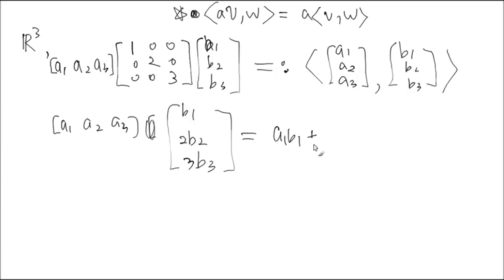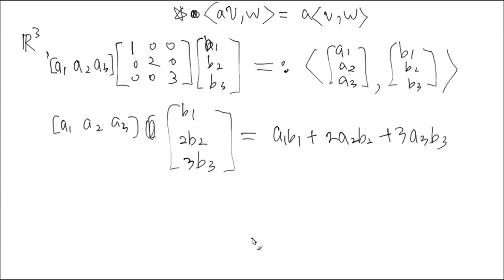A1, B1, right? 2 times A2, B2, and 3 times A3, B3. All right? Okay, so that's the definition. If I have two column vectors, you define it like this as an inner product space. Inner product like this. Now you check if it's positive. Check if it's definite.